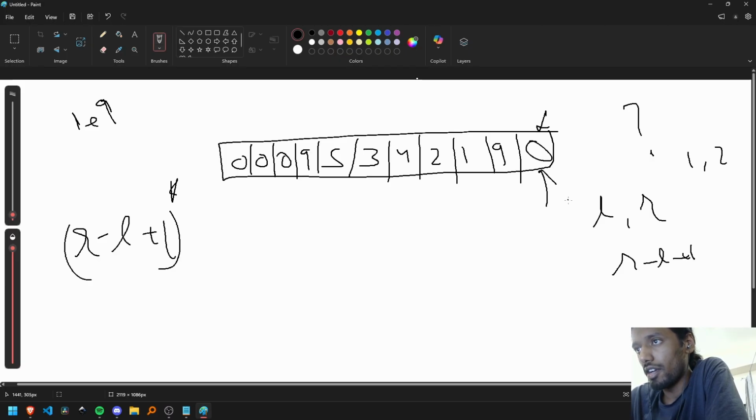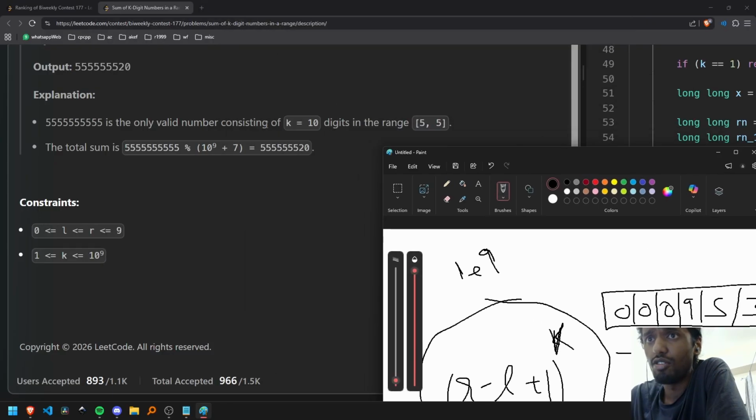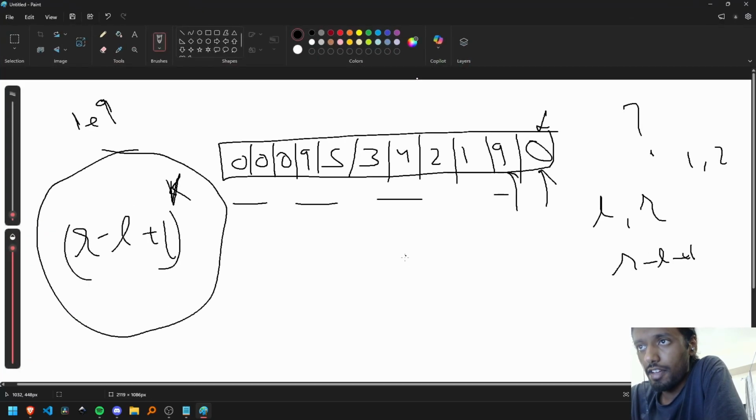So here this can take R minus L plus 1 choices, this can take R minus L plus 1 choices, and so on. For all the k digits, we will get (R minus L plus 1) raised to the power k. So this is the number of numbers we have. But we don't want the number, we want their sum. Now for the sum, my idea was the contribution method, right?